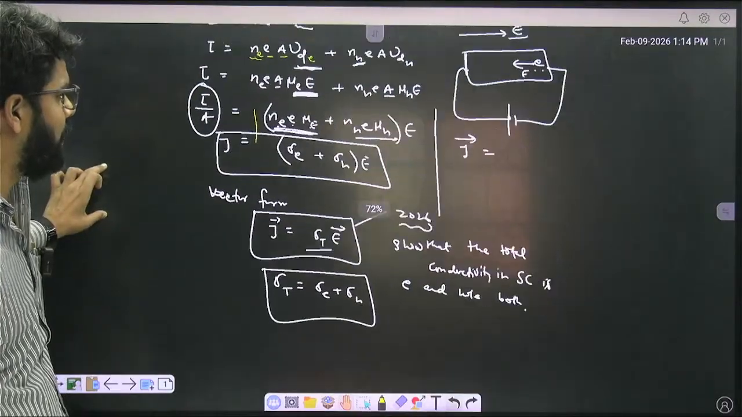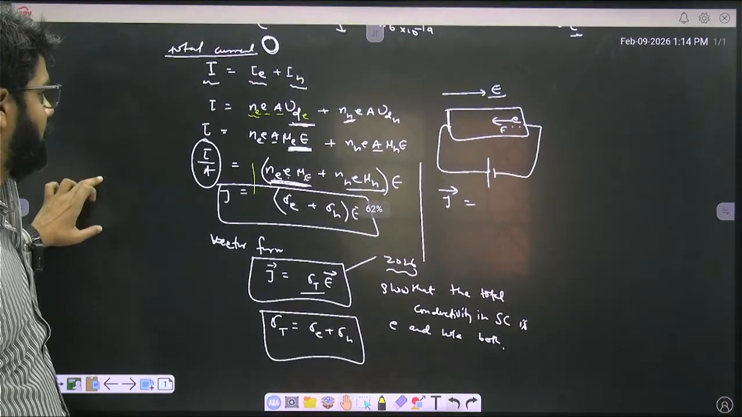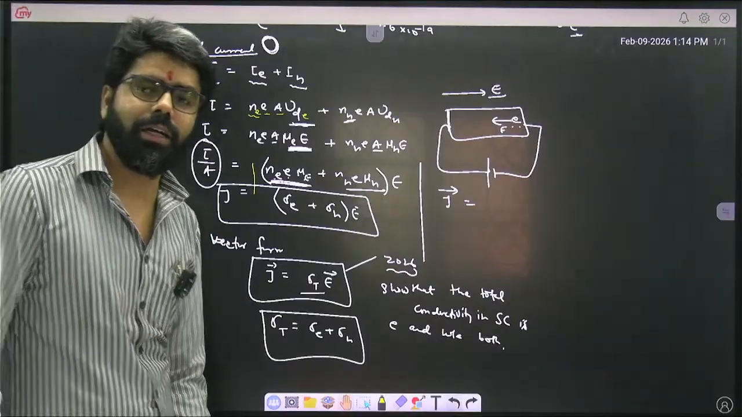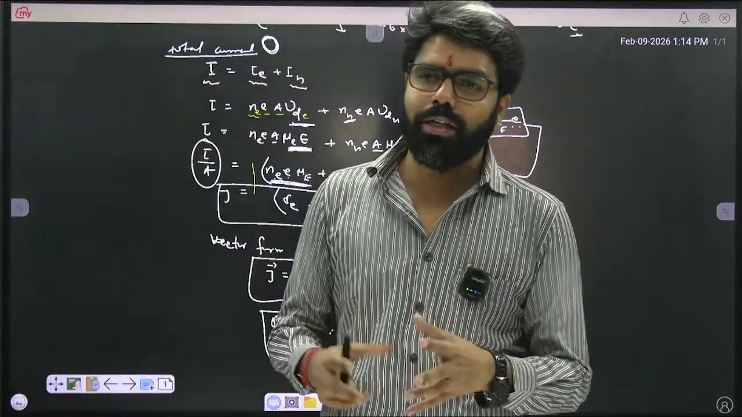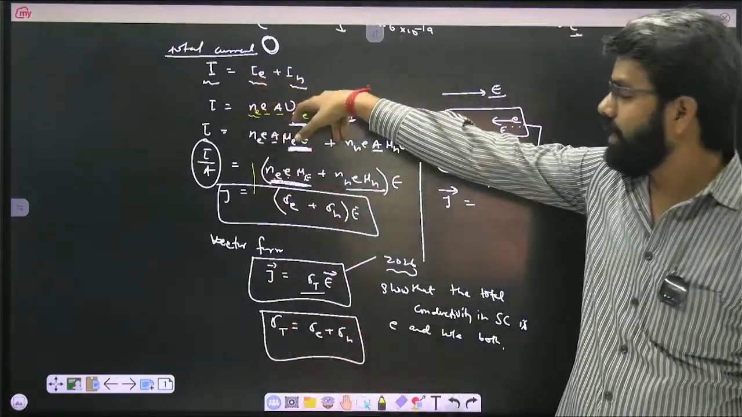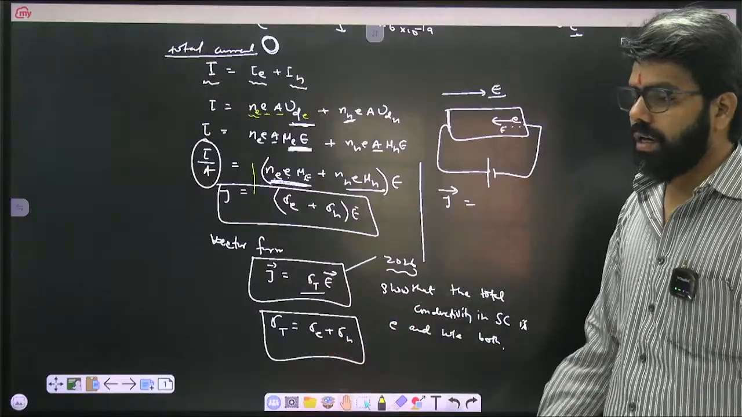You have to start by stating the fact that in a semiconductor there are two types of charge carriers, electrons and holes, and when they move together, the current generated is due to the electrons and holes both. You can start from this and then arrive at this result.